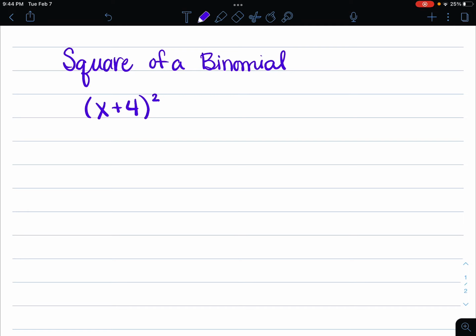Okay, so first of all, the answer is not x squared plus 16. You cannot distribute a square if you have a plus inside, right? Like if it was 4x squared, sure, that would become 4 squared and x squared. But we're adding and not multiplying, so we cannot do that. Do not do that. It will be wrong. We know that anytime we square something, that means you're multiplying it times itself.